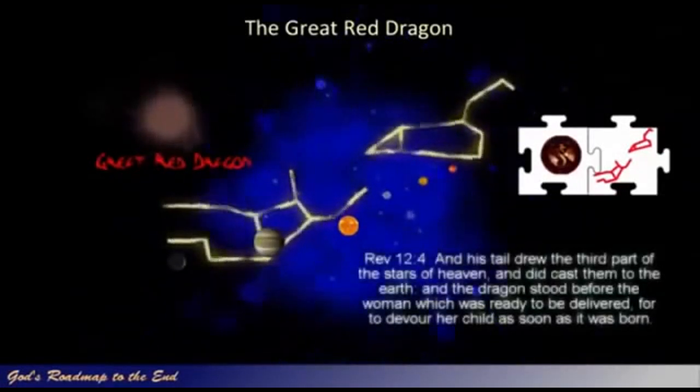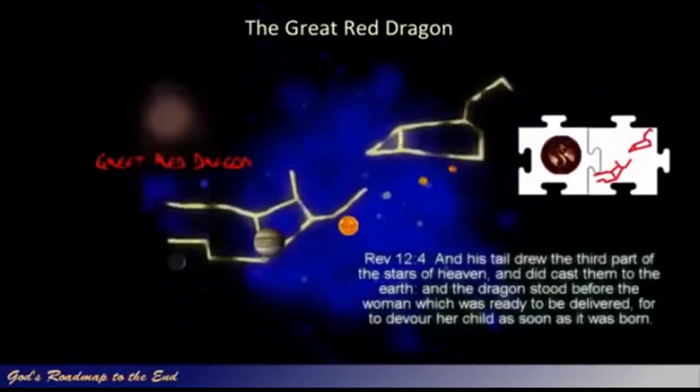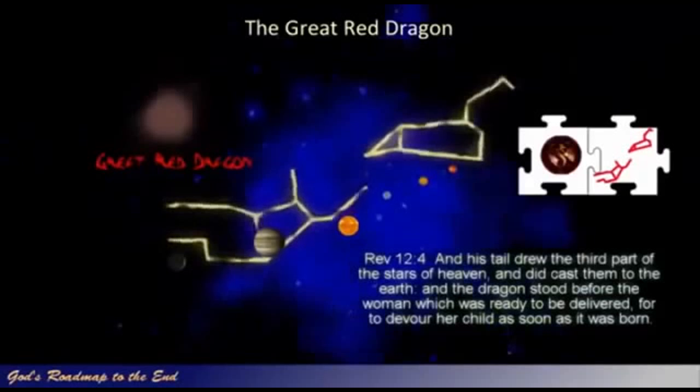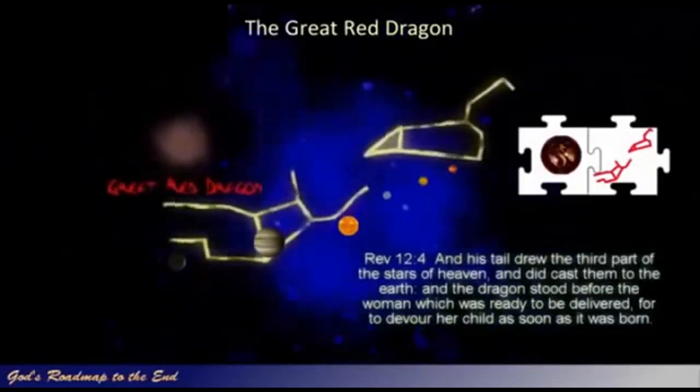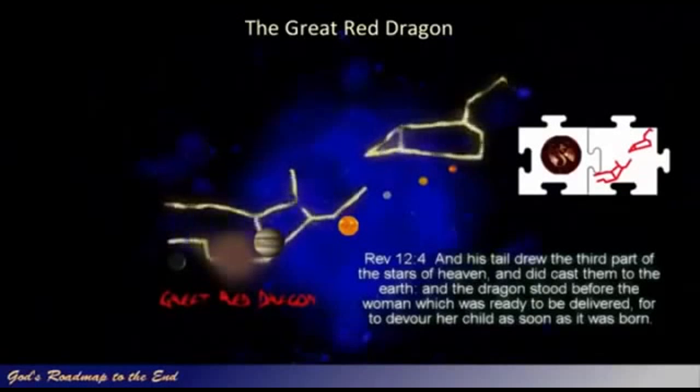Revelation 12 verse 4. And his tail drew the third part of the stars of heaven, and did cast them to the earth, and the dragon stood before the woman which was ready to be delivered, for to devour her child as soon as it was born.